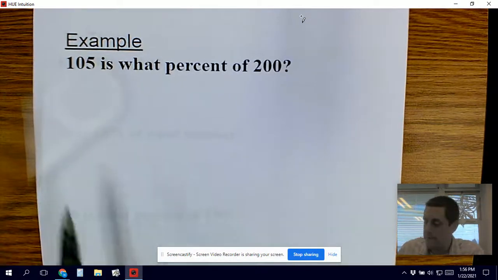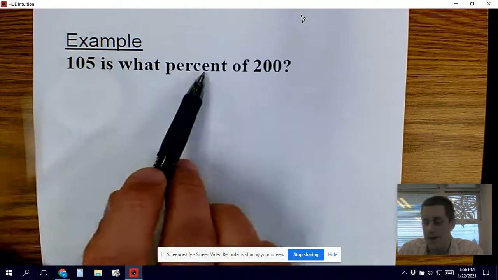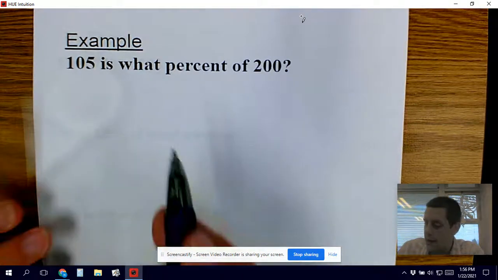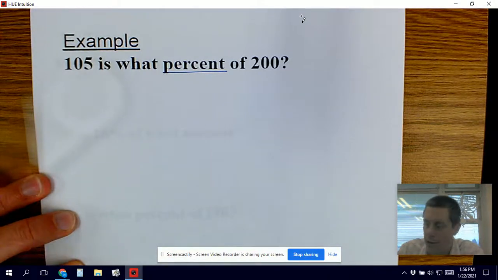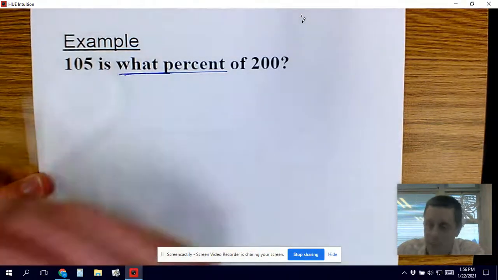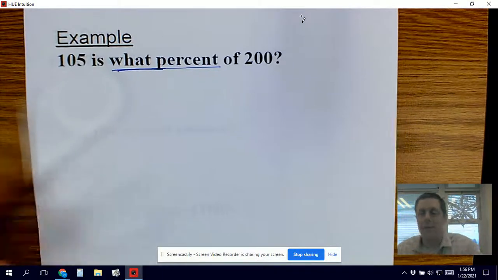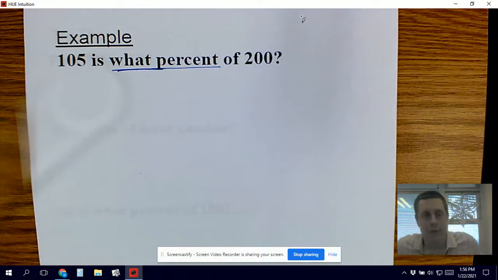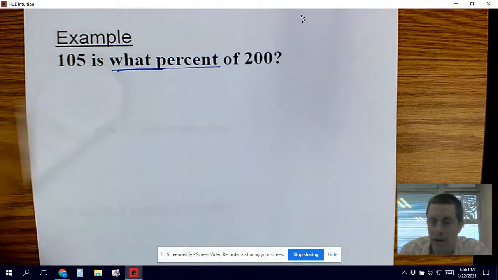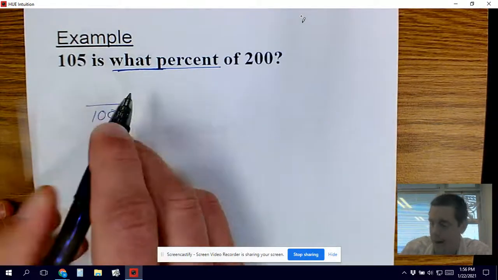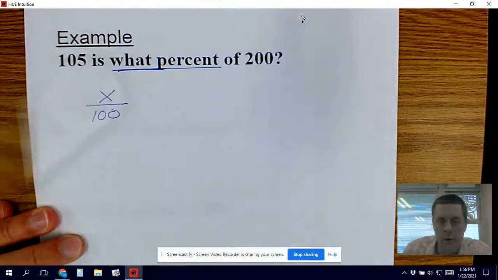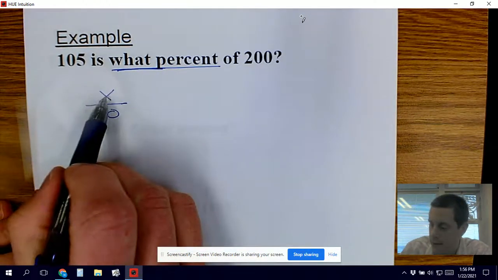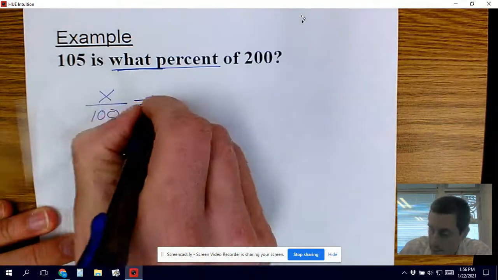All right, last example. 105 is what percent of 200? Take a look. We're talking about a percentage. I know I can use the percent proportion. Do we know the percentage here? It's asking me what percent, meaning that the percent is unknown. So in place of our percentage, we're going to use our variable. I know that all percentages go over 100. And in this case, because our percentage is unknown, our variable will go over 100. So I have a variable x over 100.